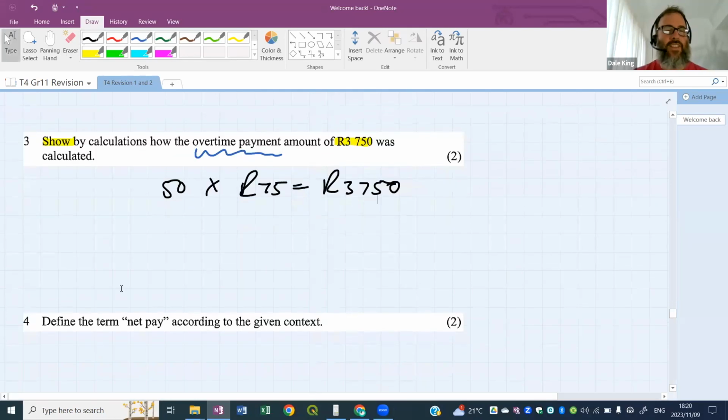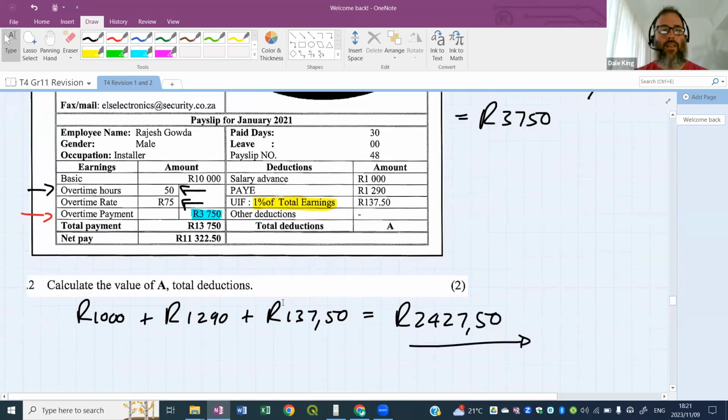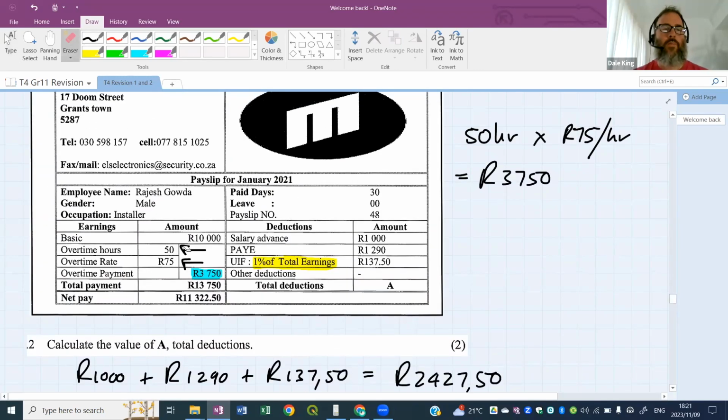All right, next question. Define the term net pay according to this context. What is net pay? Where do we see net pay? We see it at the bottom. Who can tell me what is net pay? Yes, Emmanuel. What I wrote is that net pay is the total salary the person gets after deductions have been made. Very good. So the total salary after deductions, careful, it's after deductions.